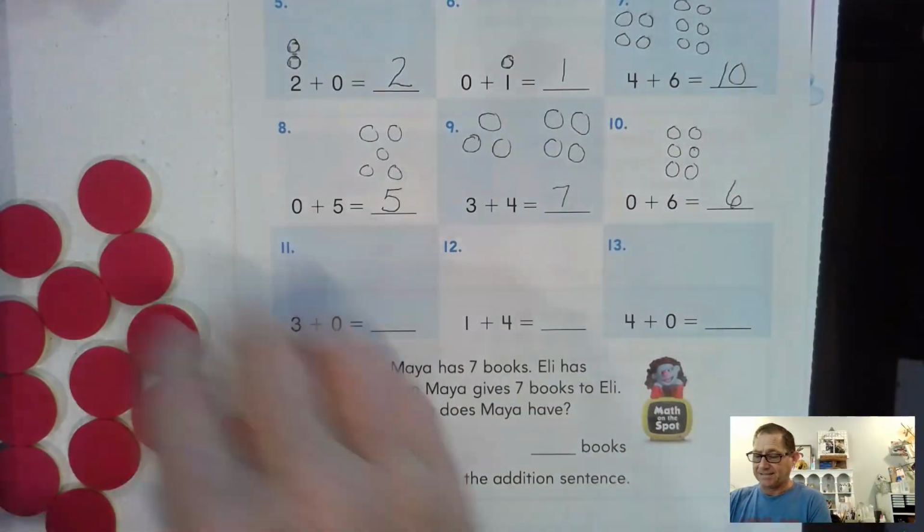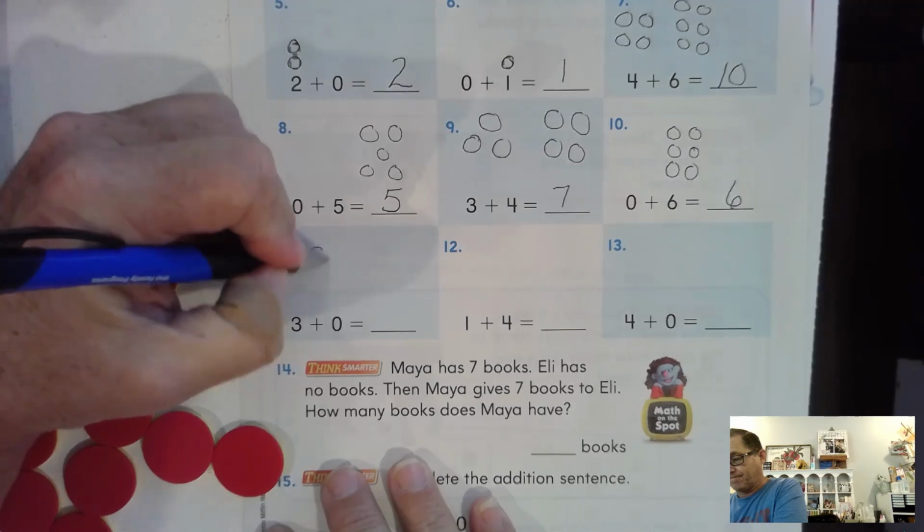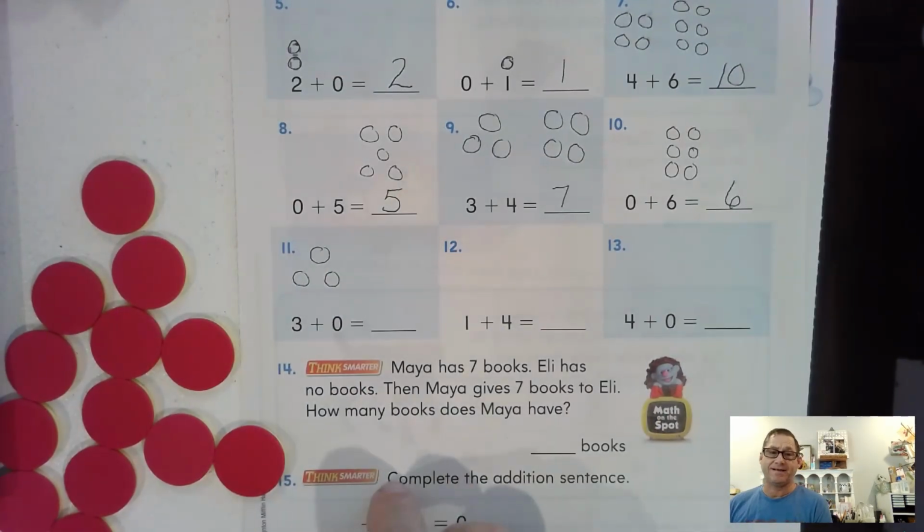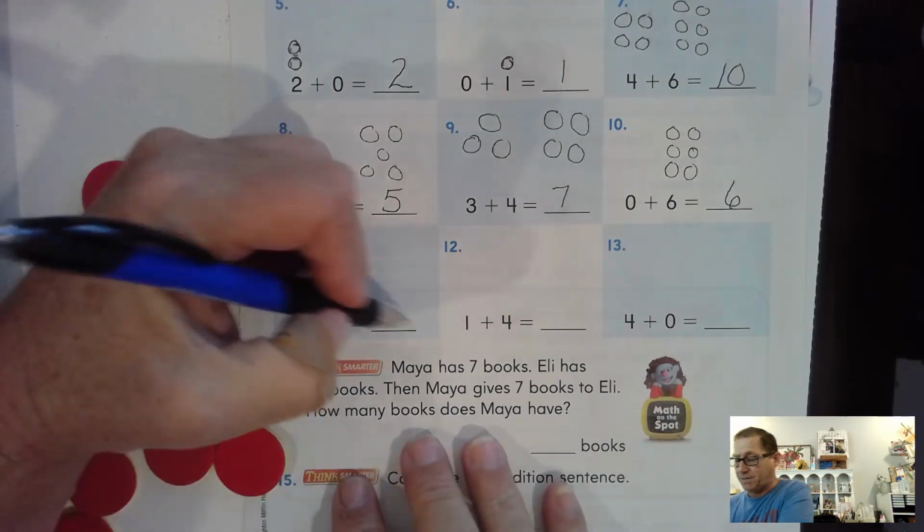3 plus 0. All right, 3, and I'm not going to add anything else. So what's my sum? 3.